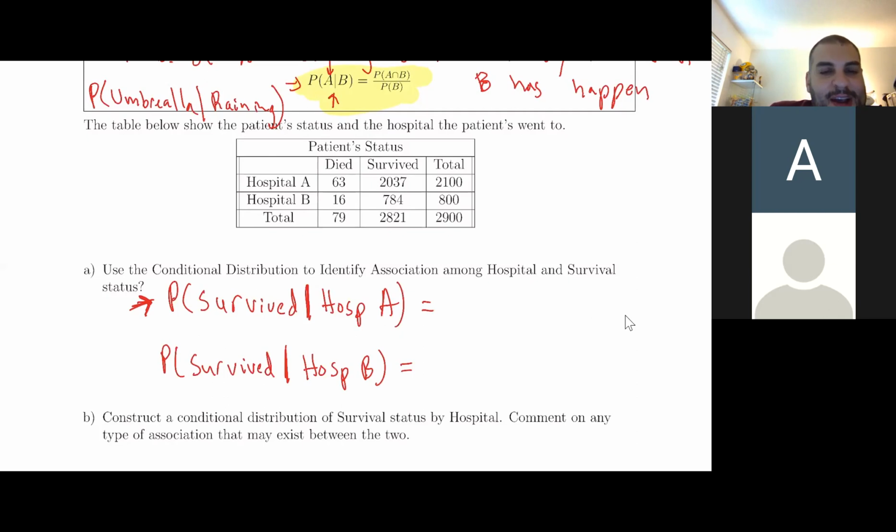And just remember, whatever comes after the vertical line, that's the given. So they went to hospital A and we're trying to find out if they survived or not. We already know they went to hospital A, so I'm just going to focus on this row over here. In that row, how many of those people went to hospital A? 2,100. Of the 2,100, how many of them survived?